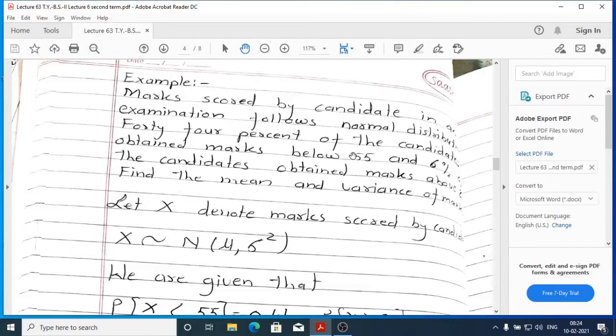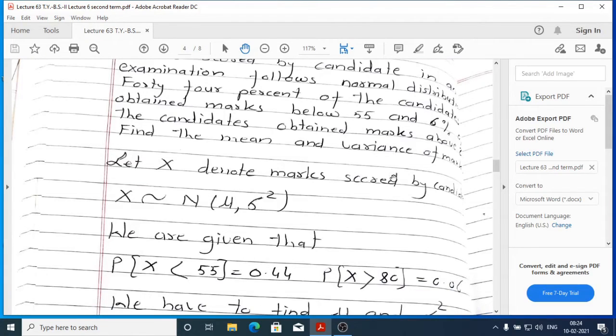See the next example. Marks scored by candidates in an examination follow normal distribution. 44% of the candidates obtained marks below 55 and 6% of the candidates obtained marks above 80. Find mean and variance of marks. So in the previous examples, we have seen that mean and standard deviation were given and we had to find the probabilities. Now in this example, the probabilities are given and we have to find the mean and variance.